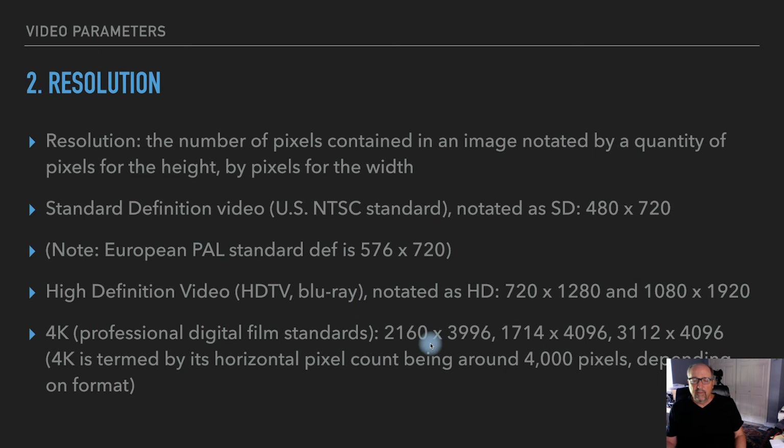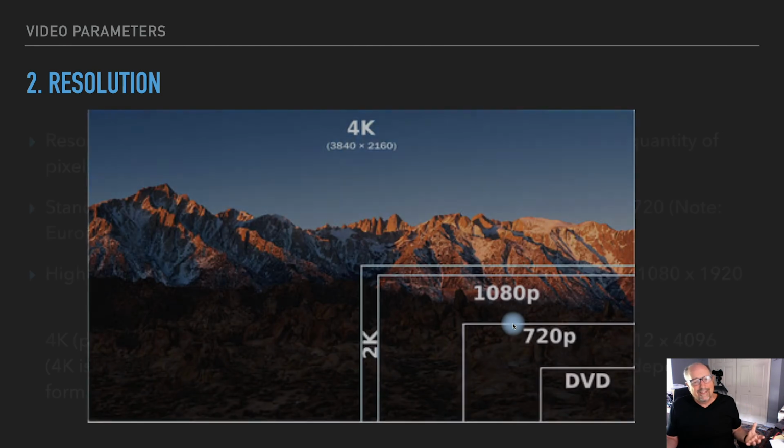4K videos come in these different flavors, 2160 by 3996. This one's 7, and these are all specific to different cameras. Each different camera might have a different amount close to 4K, but anything close to 4,000 pixels they call 4K. Now, of course, we have 6K, 8K cameras, and who knows where that's going to stop. It's pretty impressive. What's the advantage of resolution?